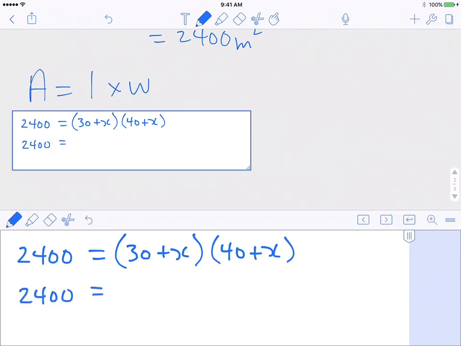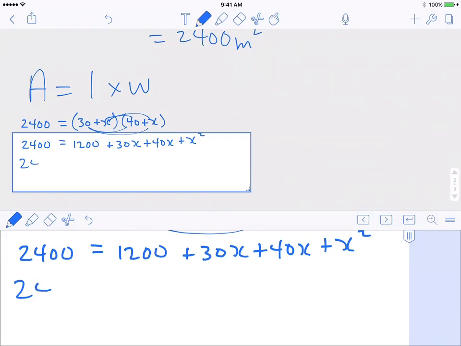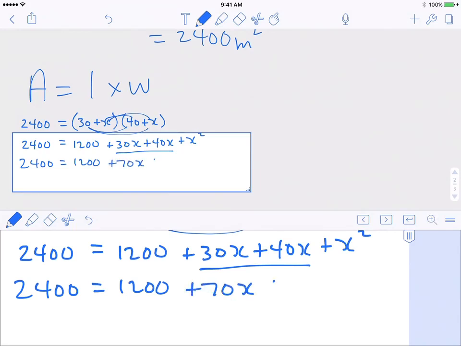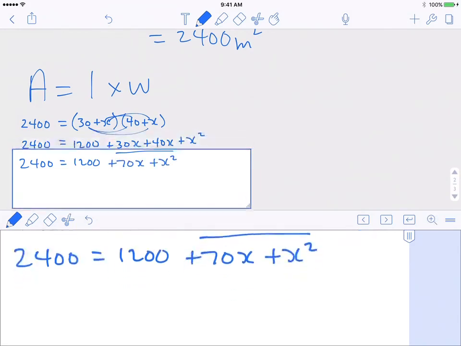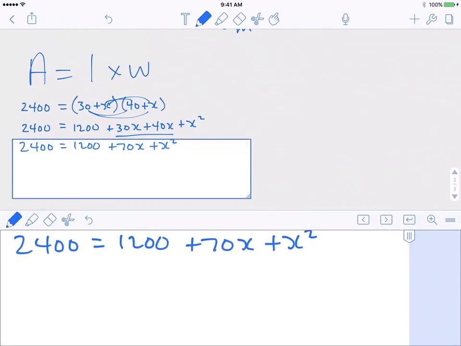We have 2400 equal to 30 times 40, which is 1200, and then 30 times x, which is 30x, and then x times 40, which is plus 40x, and of course x times x, which is plus x squared. Continue our simplification. We have 1200, and then 30x plus 40x is 70x, plus x squared. For the roots, we know that the y value has to be equal to 0. So what we're going to do now is subtract 2400 from both sides.